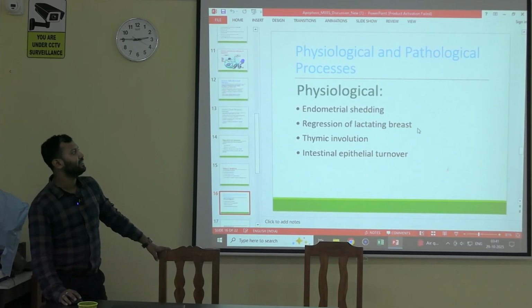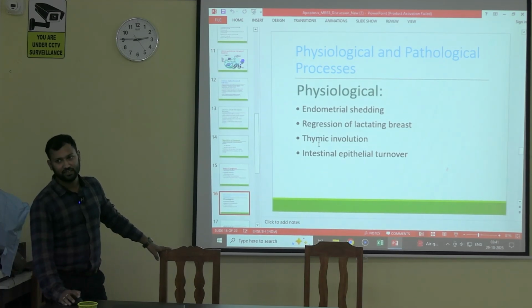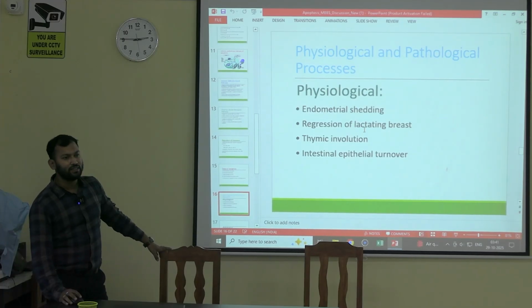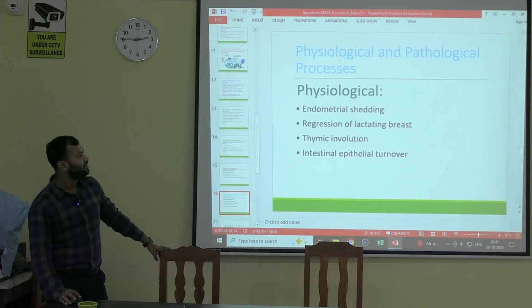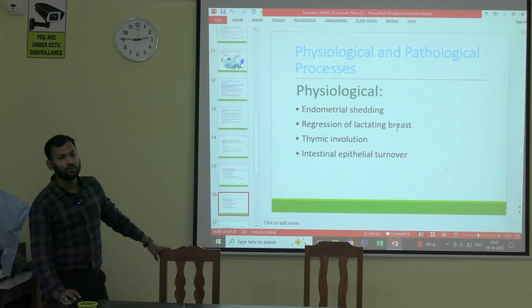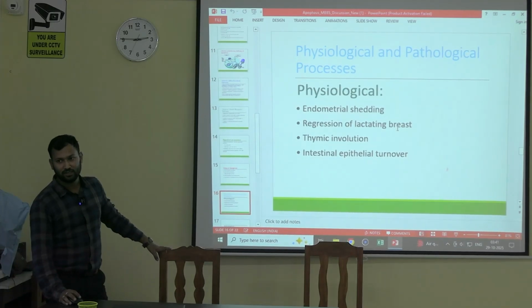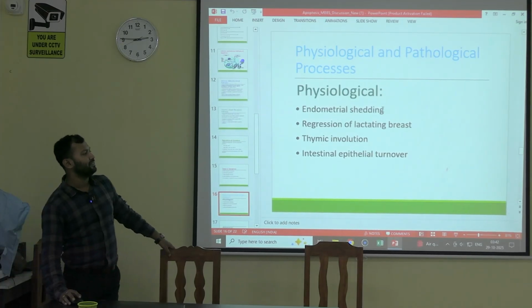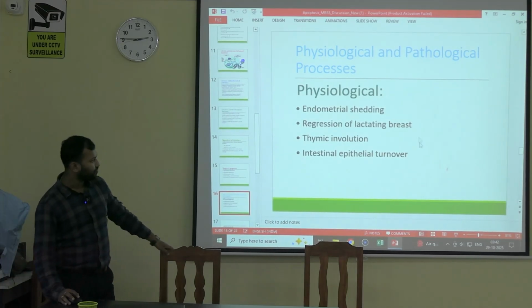One is regression of the lactating breast. During lactation, the breast size will increase to feed the baby, and there will be changes in the breast. But after some time, like after 2 years or more, when the baby is not taking breast milk, obviously the breast size will decrease slowly. So there is regression of the lactating breast. This is also done by apoptosis.